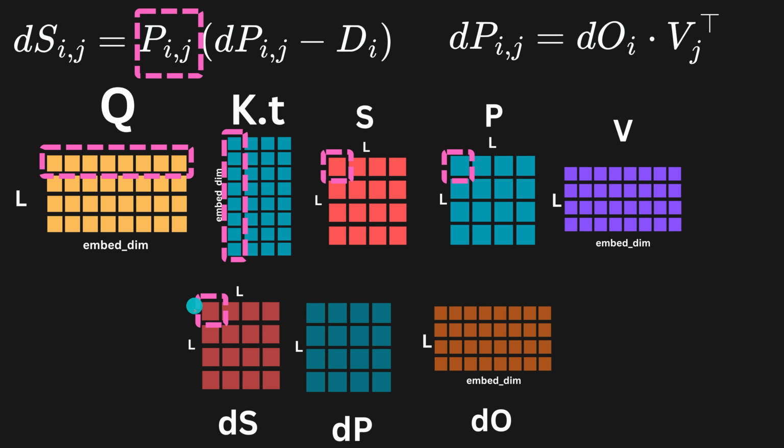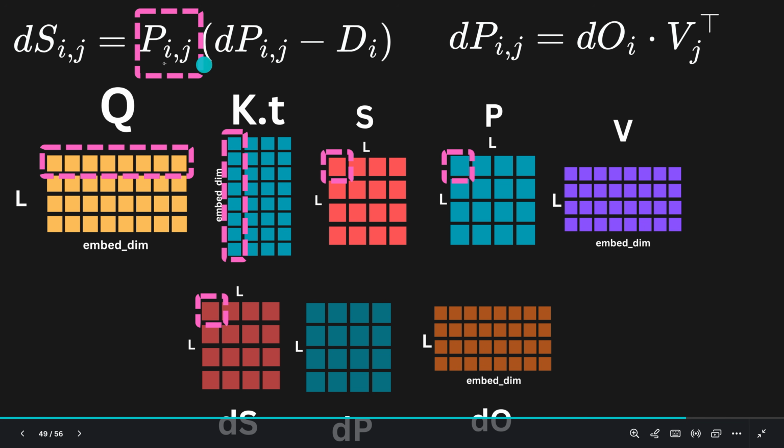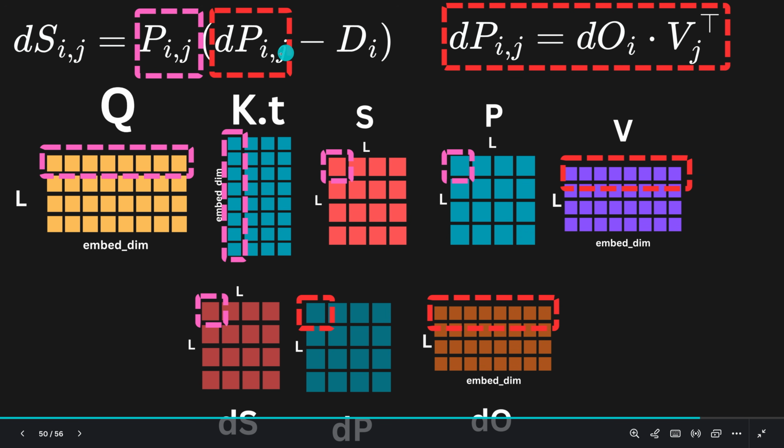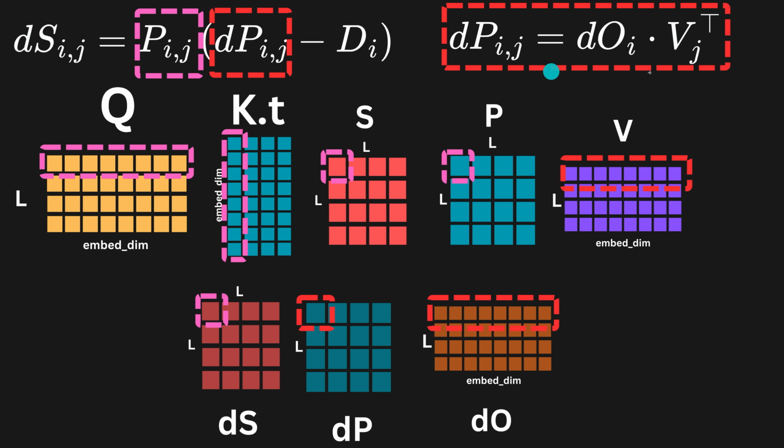So if I want ds ij, the top left corner, I need p ij, top left corner. And to get this, I simply need this value here, so I can do the LogSumExp trick to get there. And then to get this value, I just need to simply multiply the first query and the first key. So that's the pathway through this first one.